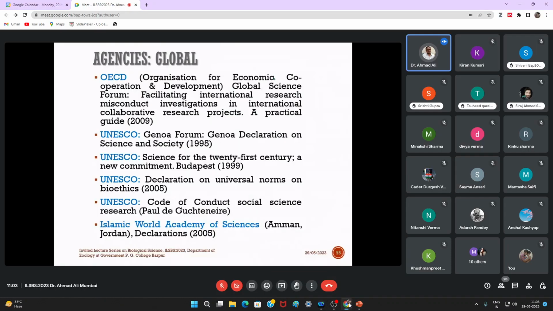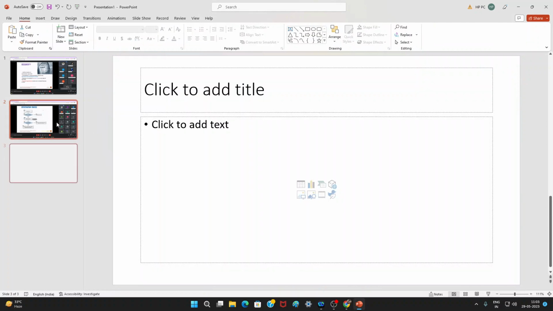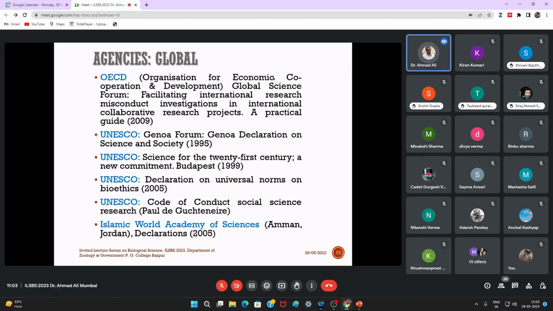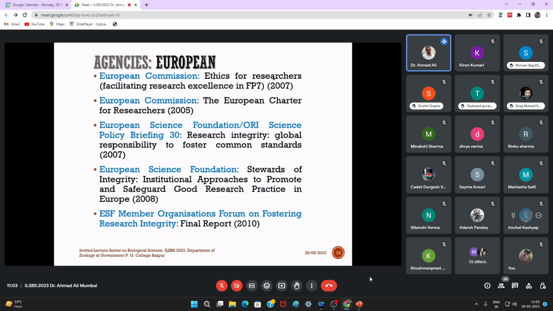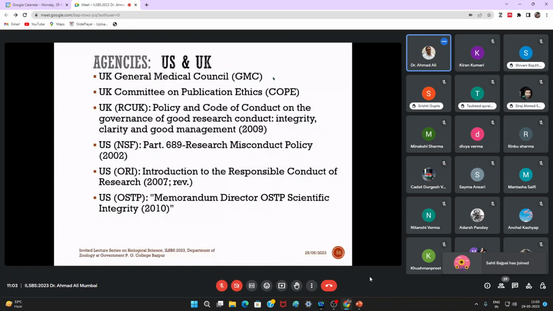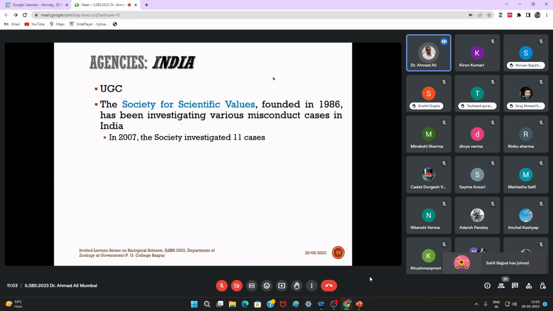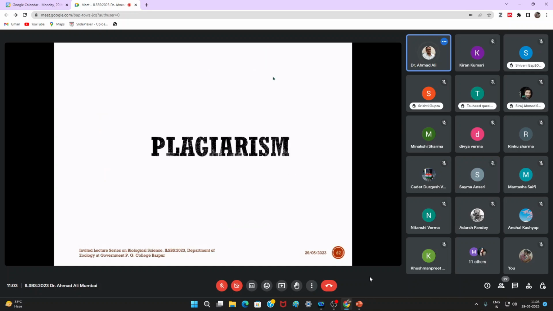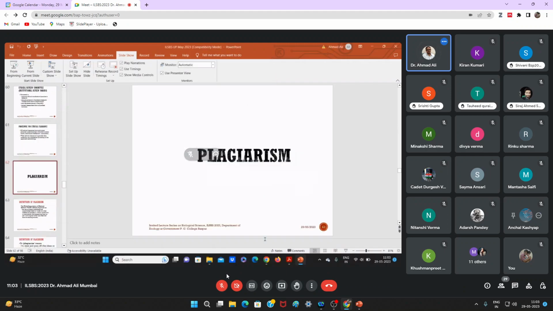These are the agencies which at the global level are working and safeguarding research. You have the Organization for Economic Cooperation and Development, UNESCO. UNESCO has several agencies. Then you have some European Commission agencies. Then at the country level, Australia, Canada, China, Japan, UK, US, and I mentioned UGC, which published that document in 2020. I'll stop here. Plagiarism is another topic.